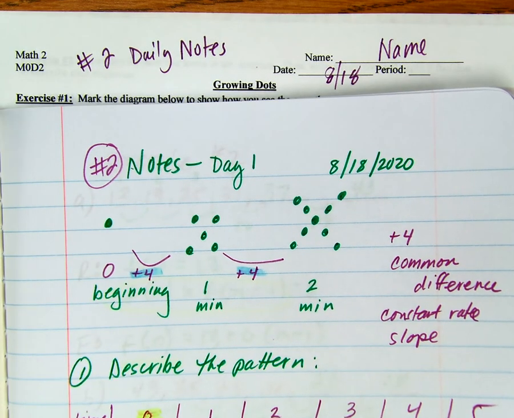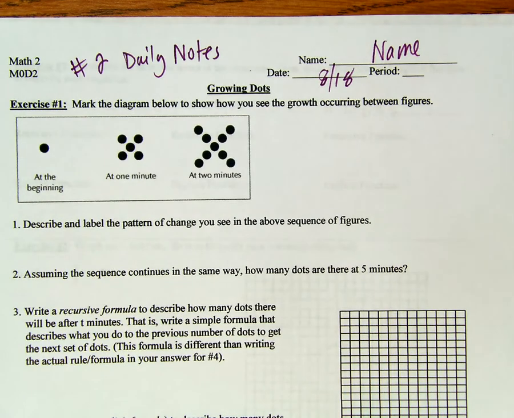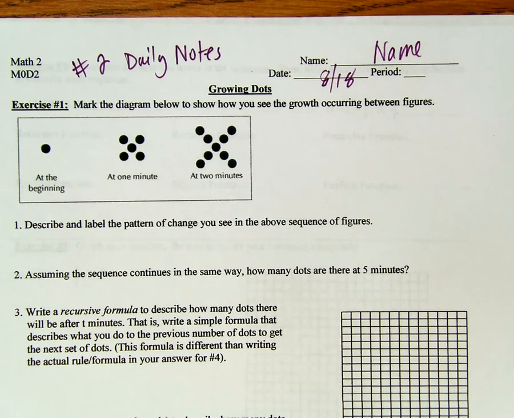Please title it the number of the assignment on Google Classroom, notes, day 1, and then 8/18 is today's date or whatever date you do the notes. And then we're going to write these notes together. I'm going to write on the worksheet in case some of you printed the worksheet, or you can write it in your math notebook. That's perfect.